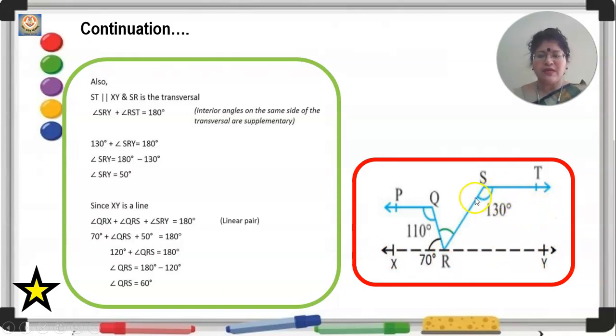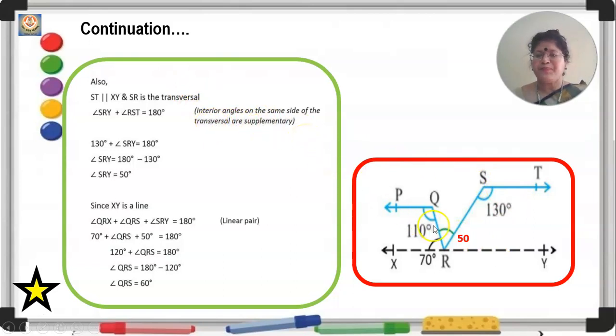Now, this angle is 130 degree. Since ray ST is parallel to line XY, if this is 130, what will be the measure of this angle? It will be 50. Again, the same reason, interior angles on the same side of the transversal are supplementary. The lines are parallel. You could also write the reason as pair of interior angles.